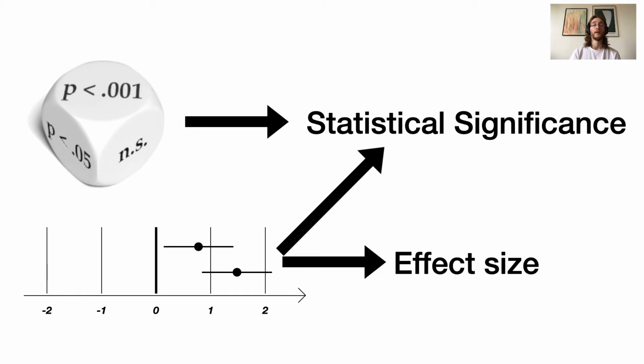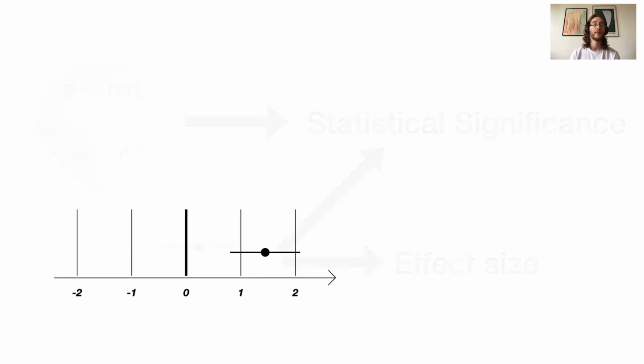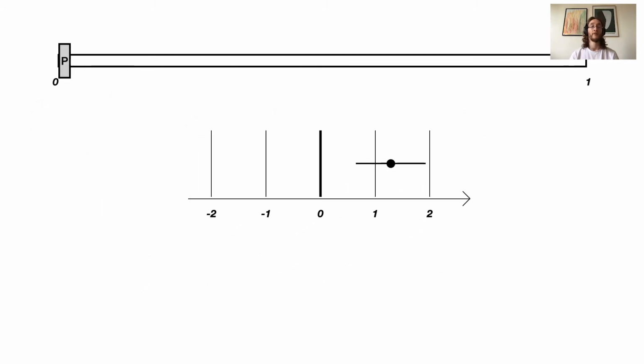Another one is confidence intervals. They help to provide information about statistical significance and effect size. There are many other measures that could be used, but we'll focus mostly on these two, as they are very commonly used by scientists. The way we should interpret them is the following.